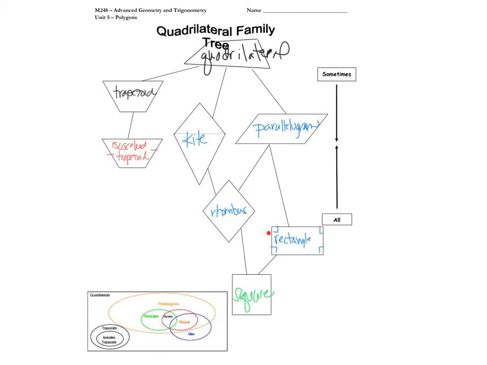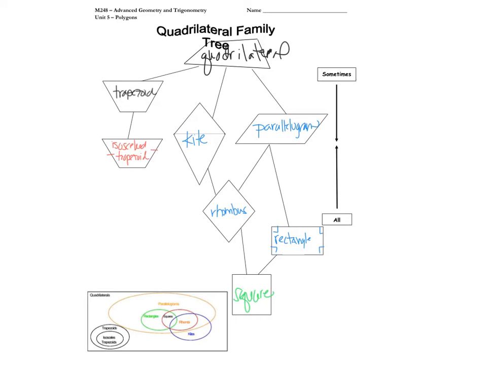It's not always a rectangle, because in order for it to be a rectangle, all angles need to be right angles. So if you have a parallelogram that's not all right angles, then it can't be a rectangle. But a rectangle is always a parallelogram. Okay? So going down is sometimes, going up is always.